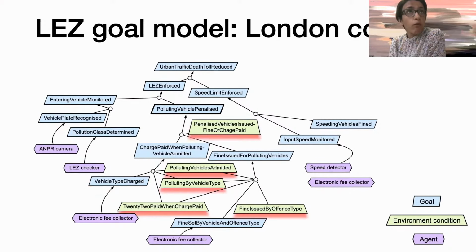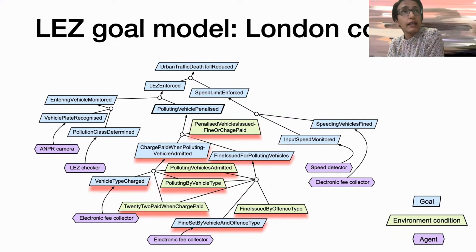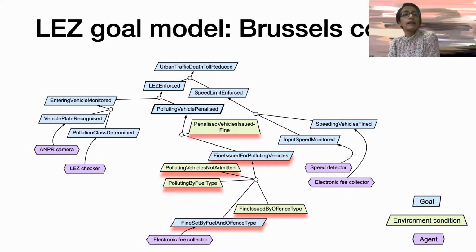What's important about these models, or what's a good feature about them, is that the dependencies on the environment conditions are explicitly captured. And in this setting, the aim of the methodology is that for a given goal model of a particular source context, in this case the London context, we want to adapt the problematic requirements in this model to suit the Brussels context while preserving high-level common goals.